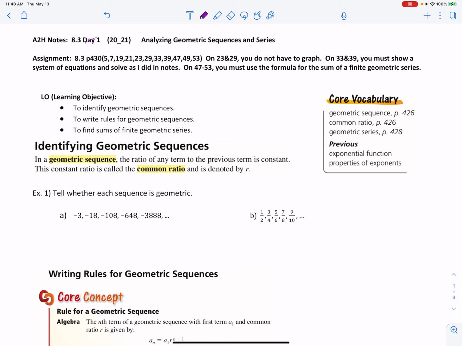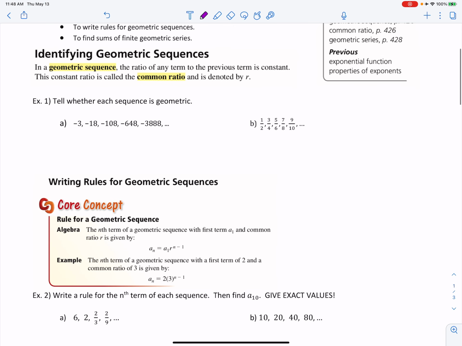Geometric sequences are when you multiply by the same value to get from term to term to term. So in example 1, when they ask, is it geometric, you want to look at what we call the common ratio, r. How you do it is you take the second term divided by the first term. We're still going to use a sub 1, a sub 2, a sub 3, a sub 4, a sub 5, et cetera. So the subscript gives you the term number.